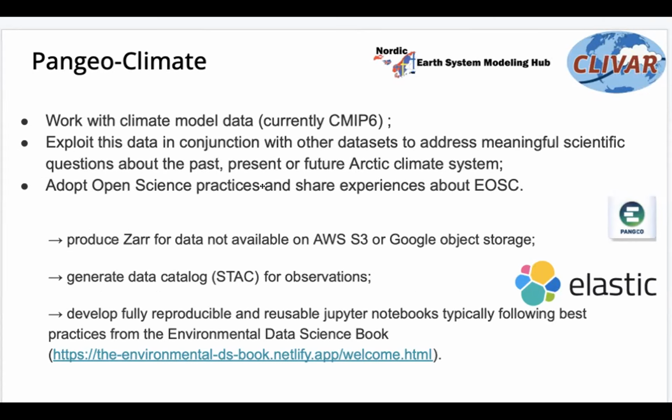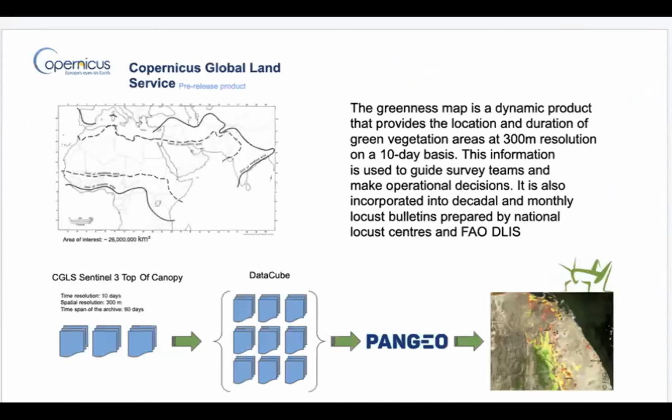We want to adopt open science practices and to share experience about EOSC. So we want, for instance, to produce Zarr for data that is not available already for CMIP6. We also want to generate a STAC catalog, for instance, for observations. And we want to develop fully reproducible and reusable Jupyter notebooks. Typically we want to follow best practices, for instance, following what is done in the Environmental Data Science book, an initiative led by the Alan Turing Institute.